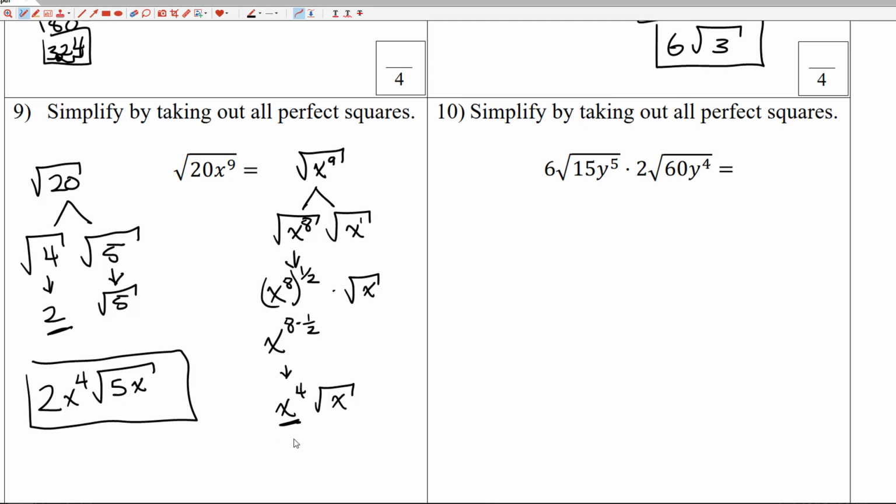I guess I should draw lines for where everything went. This went right there. This went right there. This went right there, and this went right there.